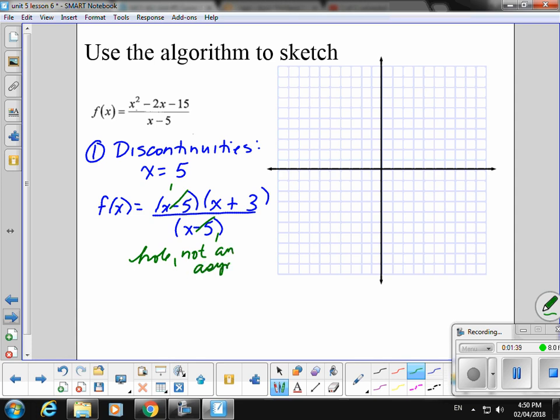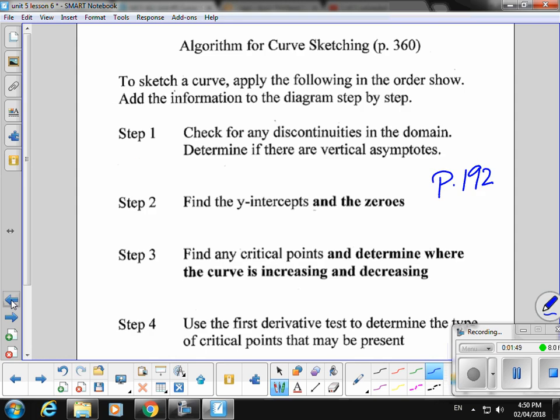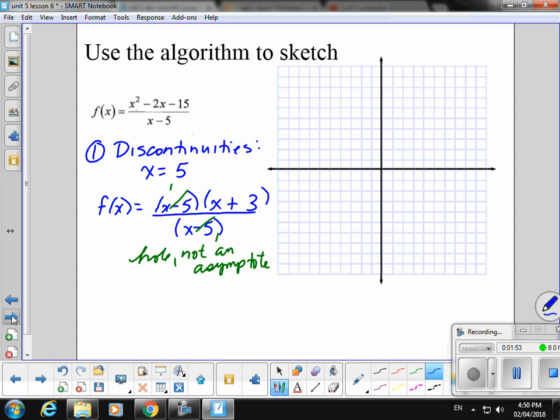So in my list of things to do, I have shown that I thought about it. I have a hole. I'm going to keep that in mind when I make my curve. Number 2 is find the y-intercepts and the zeros, just because they're such key points and so helpful in curve sketching. So I want the y-intercept and x-intercepts or zeros.